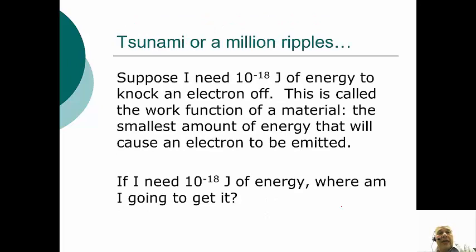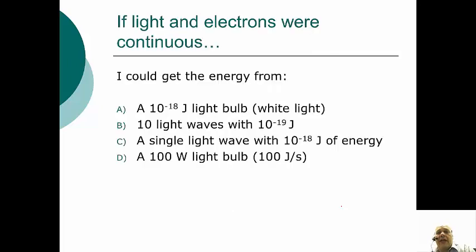So suppose I need 10 to the minus 18 joules of energy to knock an electron off of a material. This is called the work function of a material. If you see photoelectric effect, we'll explain it in gory detail. The smallest amount of energy that will cause an electron to be emitted is the work function. So let's suppose I have a material that has a work function of 10 to the minus 18 joules of energy. Where am I going to get this energy? Well, if light and electrons were continuous, the same way the world around us is continuous, I could get the energy from a 10 to the minus 18 joule light bulb.